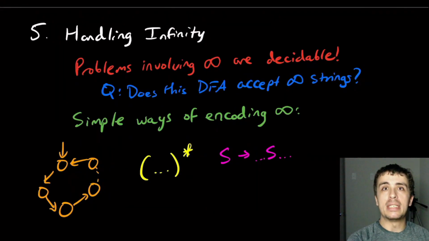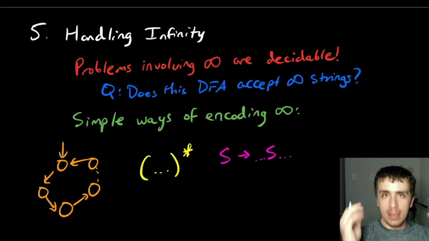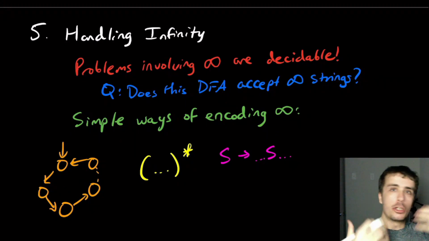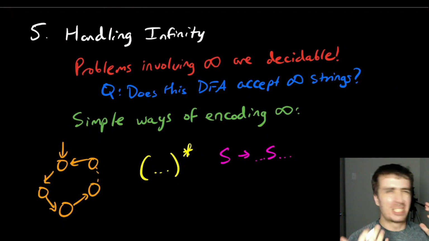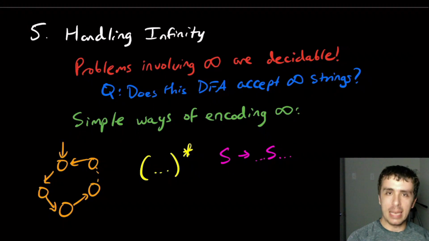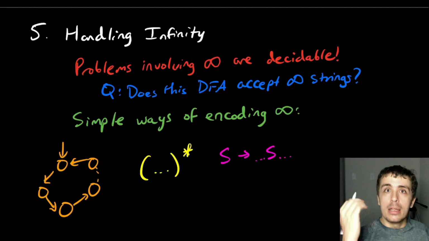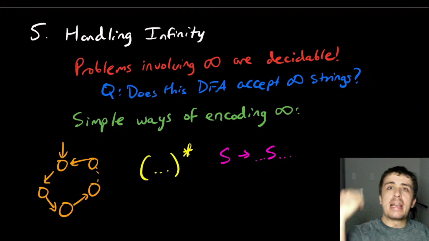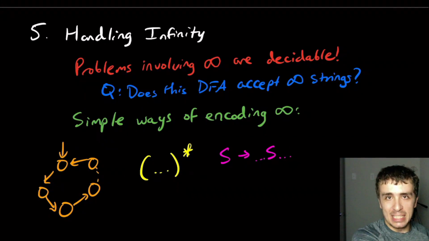The fifth reason is that we can handle infinity really easily. So you may think, okay, these are finite automata. You only have a finite number of states, and so you can only do a finite amount of work, which is kind of true, but not really. In the sense that there's only a finite number of states, but they represent an infinite set.